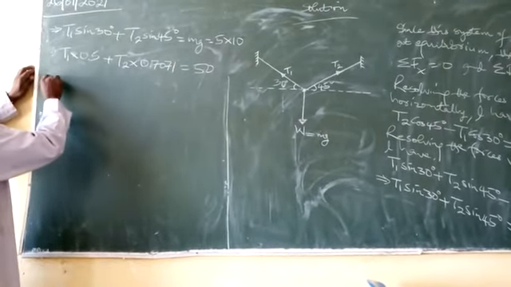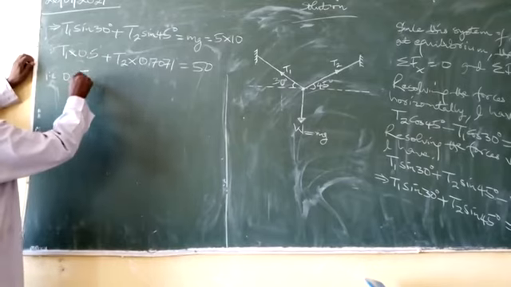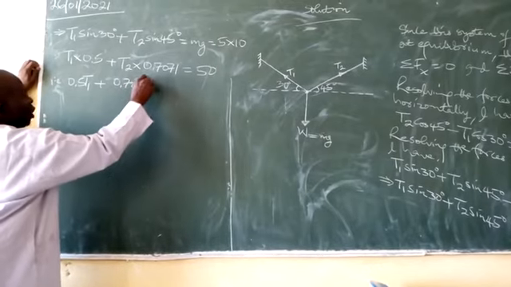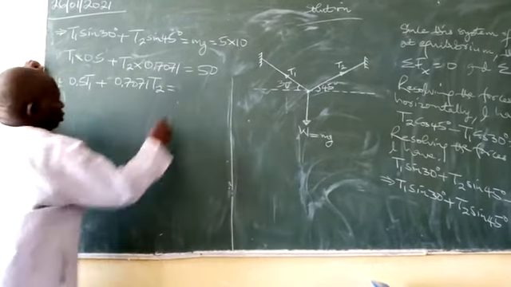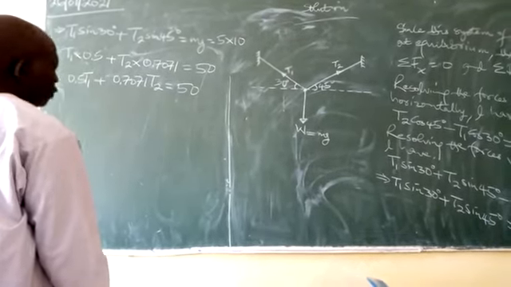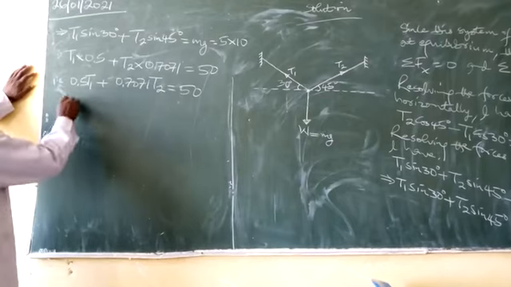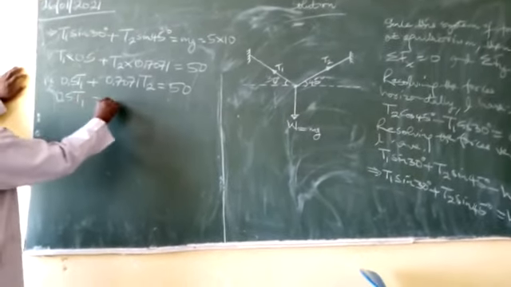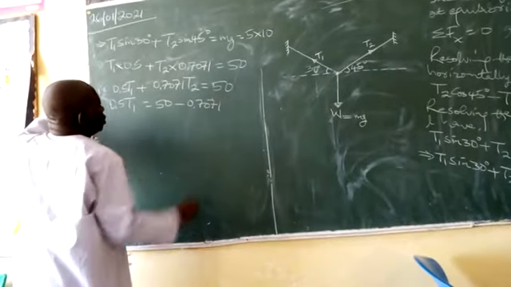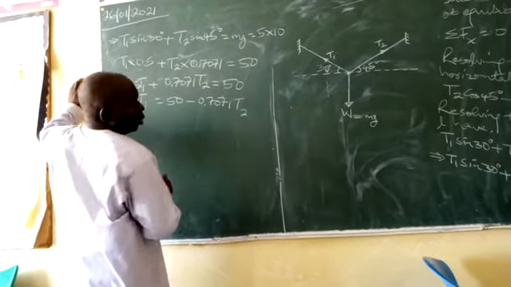So this means that 0.5 T1 plus 0.7071 T2 is equal to 50. So I can make T1 the subject of the formula here. So 0.5 T1 equals 50 minus 0.7071 T2. I can call this one equation 2.